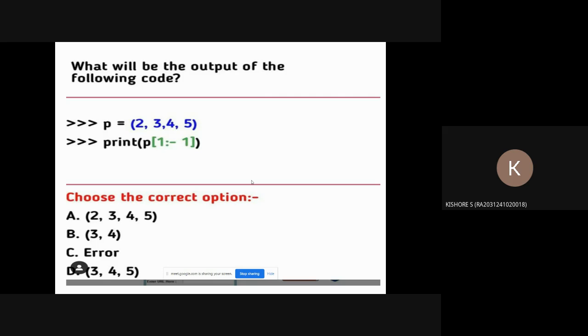So 3 4. Yes, correct. Okay, 3 comma 4, because 1 is the starting index, starting index in the sense 0, 1, 2, 3. Okay, so the first element 2 will be removed, since the list starts there, and at -1, 5 will be removed. So -1 is the end of the index, and 1 is the starting index. Okay, so the answer is 3, 4.